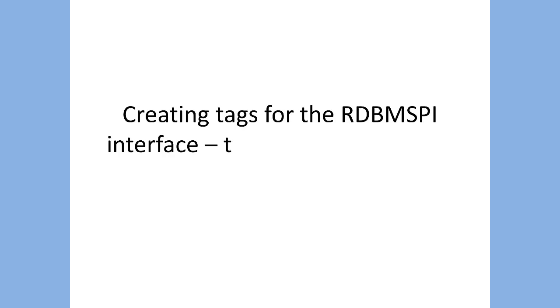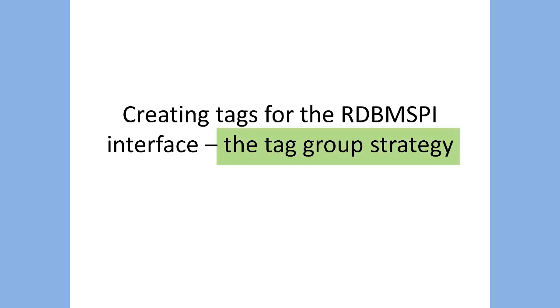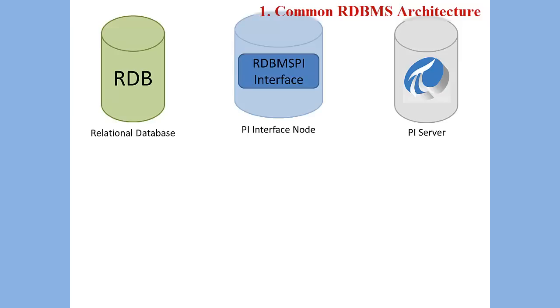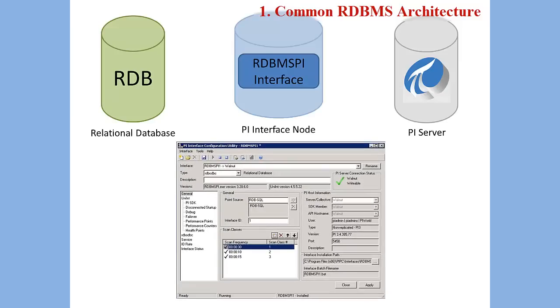In this video, we will create multiple PI tags for the PI interface for relational databases, also known as the RDBMSPI interface. This will use the tag group strategy for querying data from the relational database. We have three servers in our architecture: a PI server, a relational database, and a PI interface node with a previously configured instance of the RDBMSPI interface. Configuration of the RDBMSPI interface with the PI ICU is shown in another OSIsoft Learning Channel video.